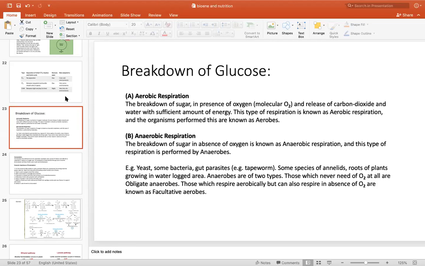Yeast, some bacteria, gut parasites, annelids, and roots of plants are all anaerobic. Those which never need O2 at all are obligate anaerobes, and we've done this before. Obligate anaerobes, when we did the kingdoms, prokaryotes, monera, are those which definitely do not need O2, whereas facultative ones respire anaerobically, but can also respire in the presence of O2.